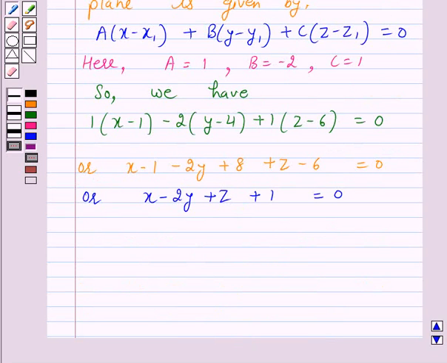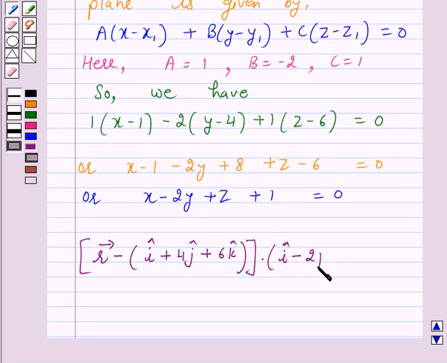Hence, the answer for the above question is: the vector equation is given by (vector r minus (i cap plus 4 j cap plus 6 k cap)) dot (i cap minus 2 j cap plus k cap) is equal to 0, and the Cartesian equation of the plane is given by x minus 2y plus z plus 1 is equal to 0.